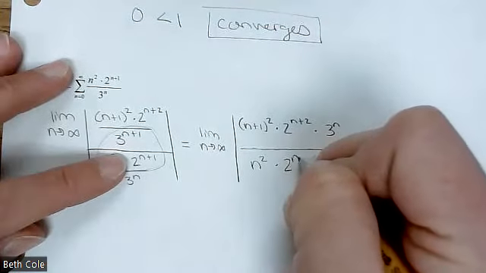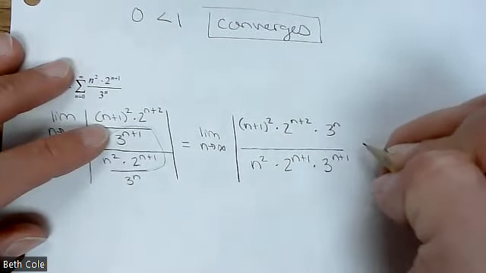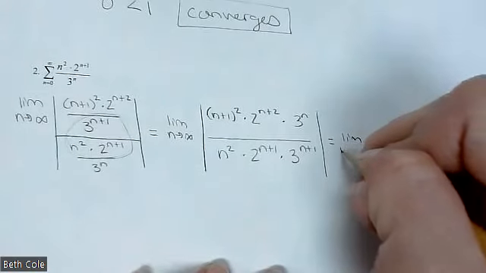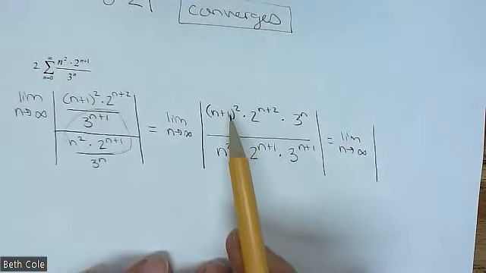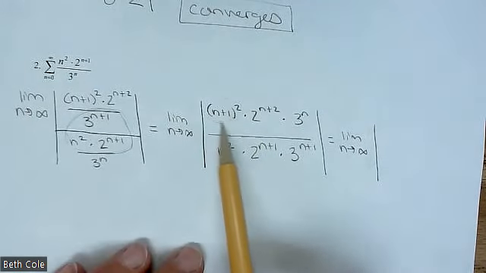Yeah, 2 to the n plus 1, and then you would do 3 to the n plus 1. So now we're going to see what cancels. I realize it looks awful. I know you're like, we hate this. This you really can't do anything with, so I'm going to leave that for a second. The n plus 1 squared and the n squared, there's really not much you can do with that. Let's look at the 2s and the 3s.